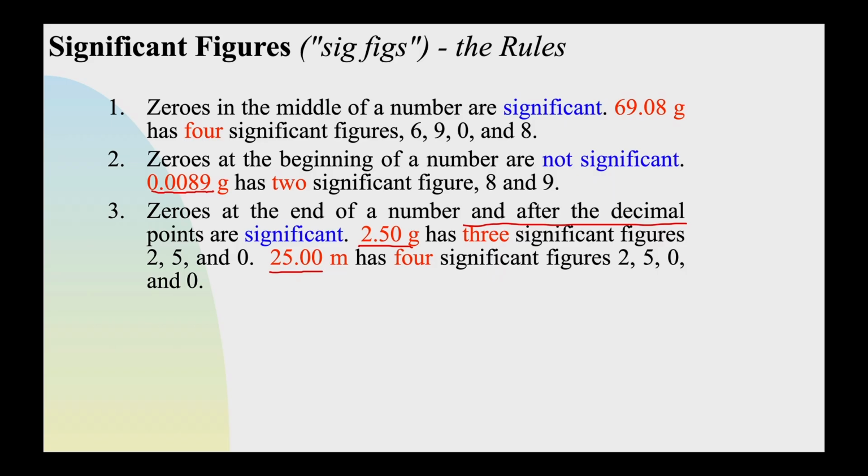25.00 is 4 sig figs, and the hundredths place 0 is the doubtful digit. So zeros after non-zero and after the decimal count. I like to think about this as the chemists are lazy rule. Chemists would write 2.5 unless we had to, and if it's significant, we will write that extra 0, 2.50. So that's one way to help to figure out what exactly is going on here.